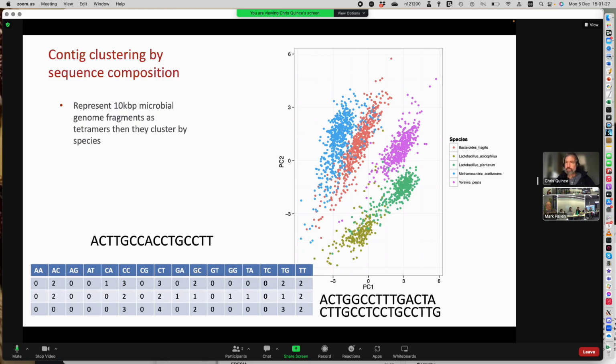Yeah, so it's codon preferences. I think it's actually quite a bit more fundamental than that. Well, that's part of it, but yeah.